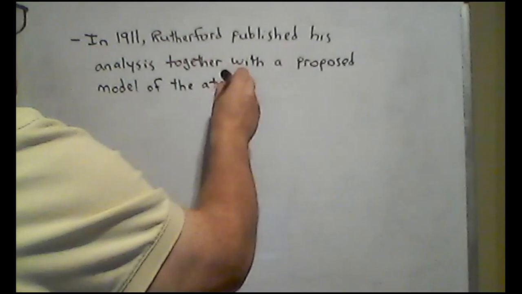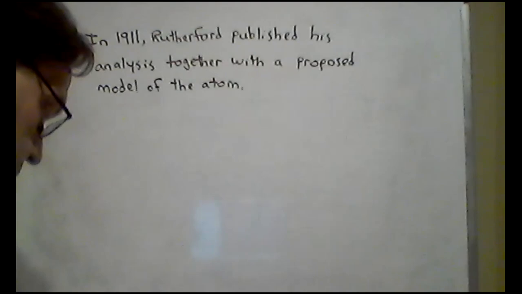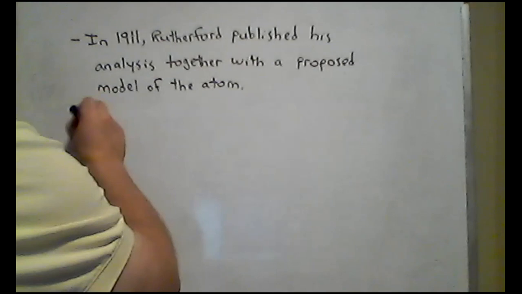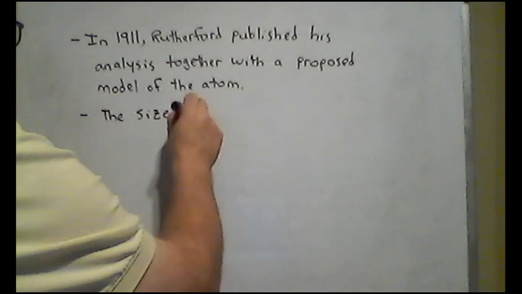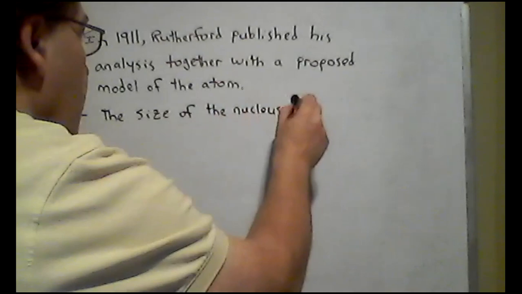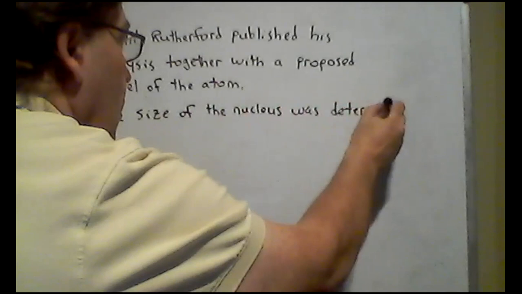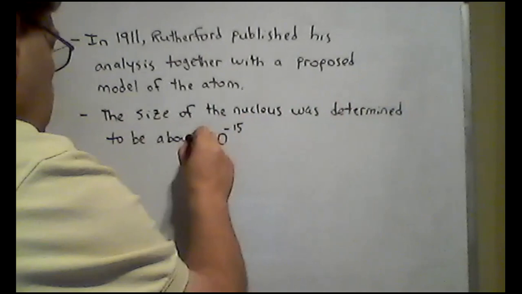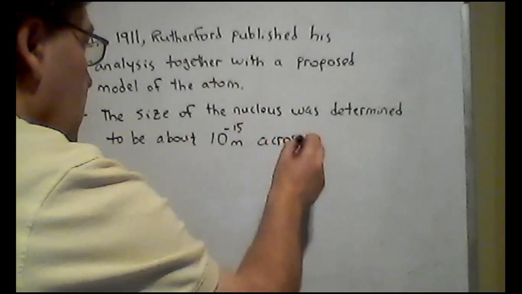And so the size of the nucleus was determined to be about 10 to the negative 15 meters. Here's Rutherford's analysis. The size of the nucleus was determined to be about 10 to the negative 15 meters across. Again, that's 100,000 times smaller than the atom.